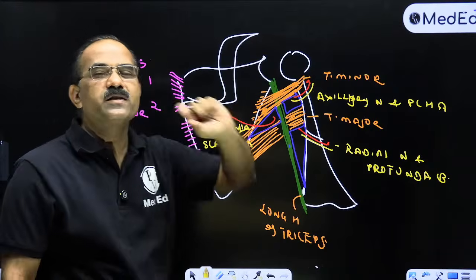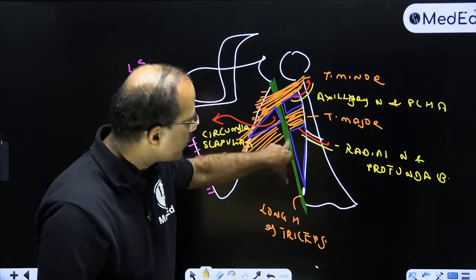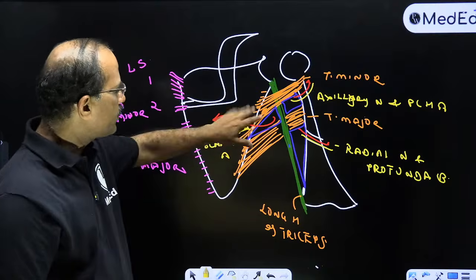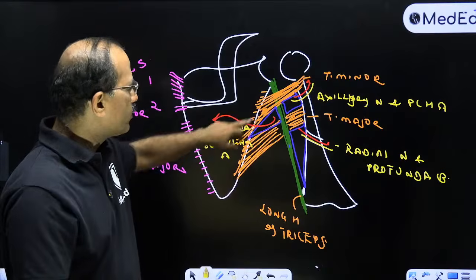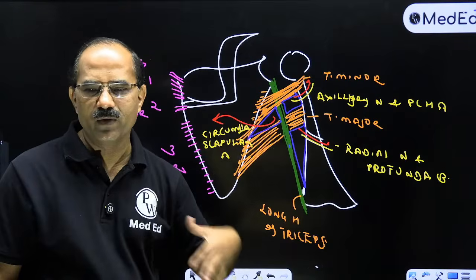सो क्वाड्रेंगुलर स्पेस के कंटेंट्स क्या है बच्चों? एक्सिलरी नर्व एंड द पोस्टीरियर सर्कमफ्लेक्स ह्यूमरल आर्टरी. लोअर ट्रायंगुलर स्पेस के कंटेंट्स क्या है? रेडियल नर्व एंड द प्रोफंडा ब्रेकाई आर्टरी. एंड अपर ट्रायंगुलर स्पेस का कंटेंट है सर्कमफ्लेक्स स्कैपुलर आर्टरी. परफेक्ट है. इसके बाउंड्रीज भी देख लो. हाँ, बाउंड्रीज, द स्लाइड इज सेल्फ एक्सप्लेनेटरी. आप ये देखोगे, यू विल अंडरस्टैंड.